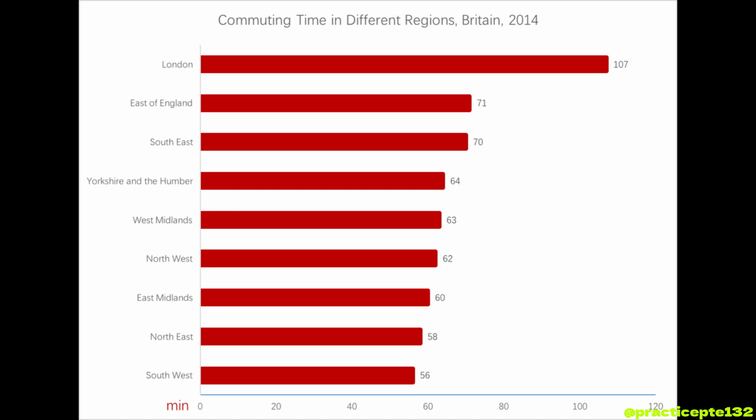value. You can see from this graph that the second highest value of the commuting time is in East of England, which is 71. The lowest value of commuting time is in South West, which is around 56. In conclusion, London has the highest value of commuting time.